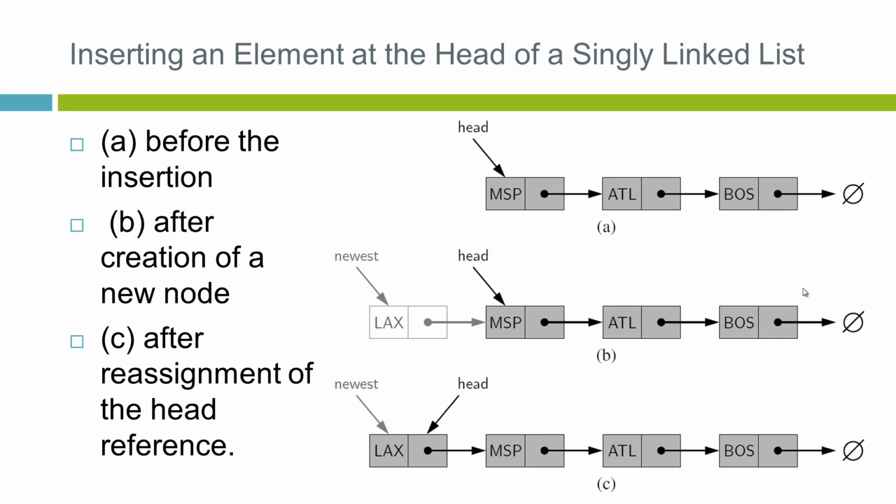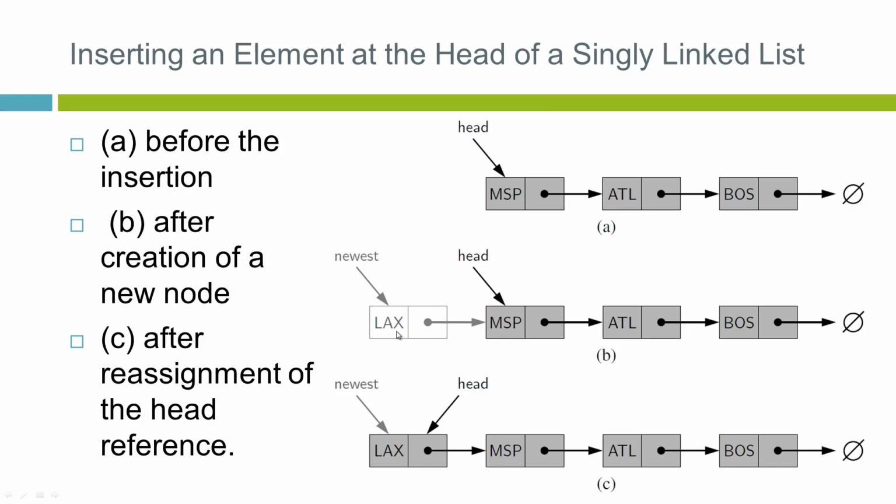Okay, we have three steps here, or three diagrams, A, B, and C. A is what our singly linked list looks like before we actually do an insertion into it. So we have the head node, Minneapolis, pointing to the Atlanta node, pointing to the Boston node, pointing to none. And now we want to insert an element at the head of a singly linked list.